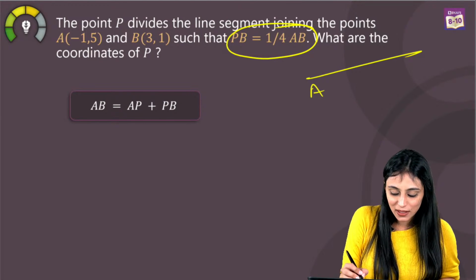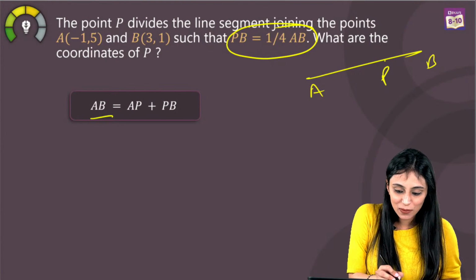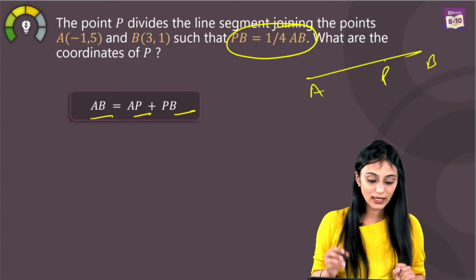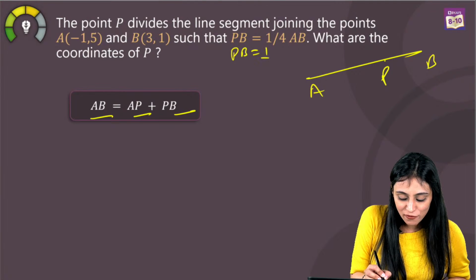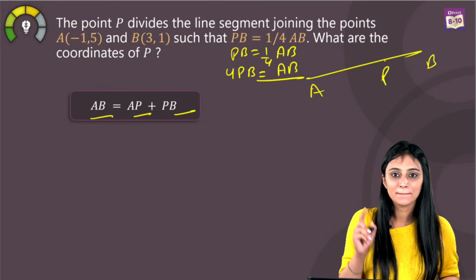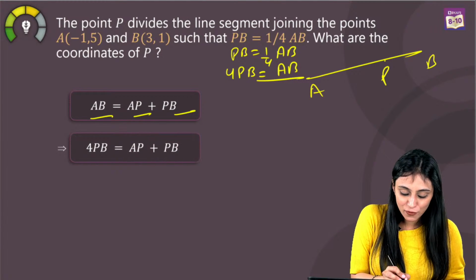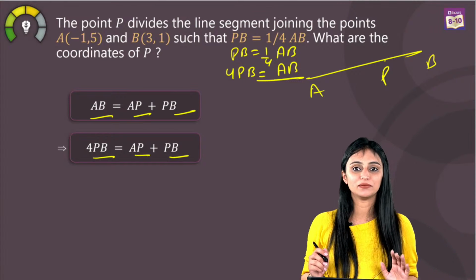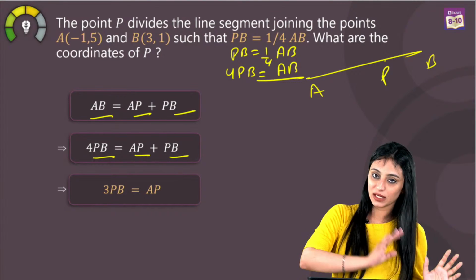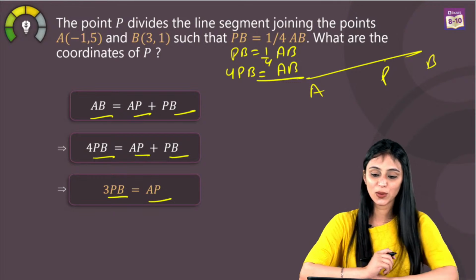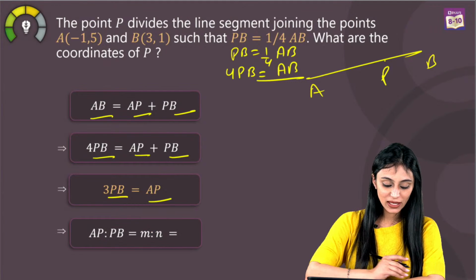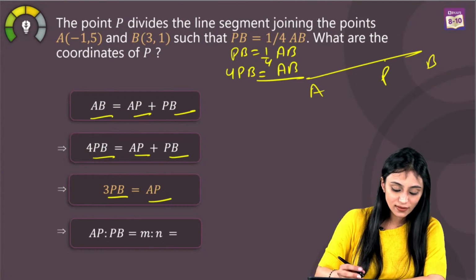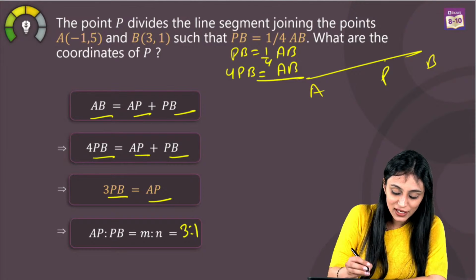So this was our line segment, correct? I can write AB as AP plus PB, right? And PB equals to 1 by 4 AB. If I take this 4 to the other side, I have 4 PB equals to AB, correct? Let's put it here. We have 4 PB equals to AP plus PB. Now let's take the PB on the other side. We will have 3 PB equals to AP. So then in that case, we will have AP is to PB equals to M is to N, and the ratio in that case is going to be 3 is to 1.